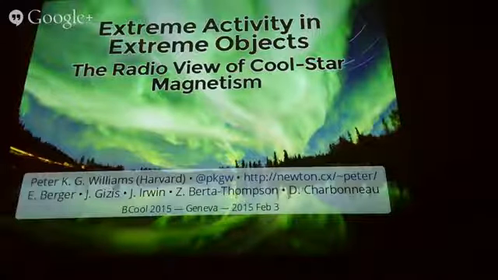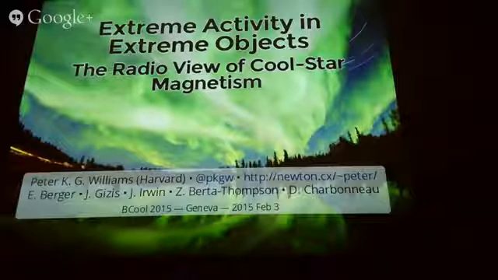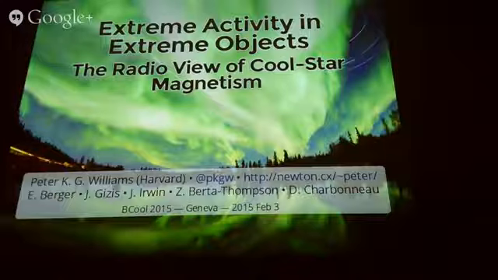Okay, thanks. So I want to talk about looking at magnetism in very cool objects, in fact, not stars anymore, but brown dwarfs, and using ZBI, which is not going to come up at all in this talk.